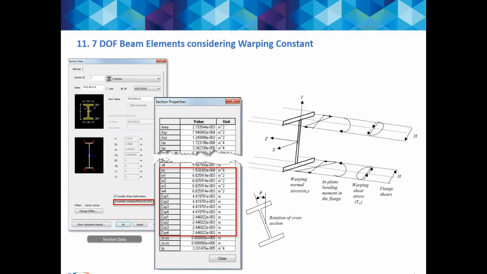By considering this warping effect in the 1D beam element, more accurate results can be obtained in case of curved elements or eccentric loading, or if the section has different locations of the centroid and the shear center. In that case, non-uniform torsion will occur, and in this case, warping torsion is required. So this warping effect can be considered.